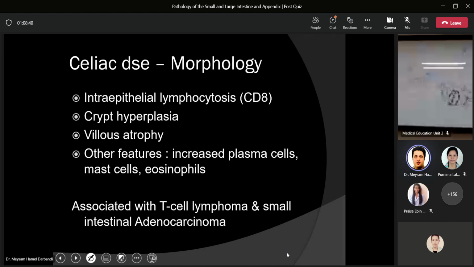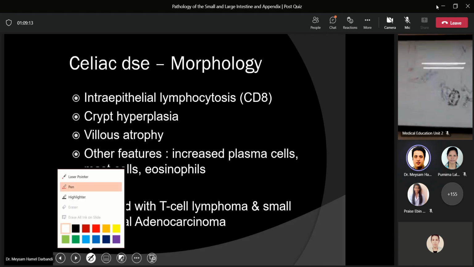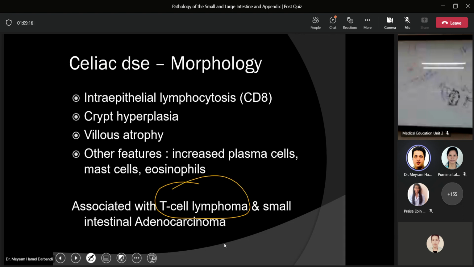Celiac disease morphology is intraepithelial lymphocytosis, crypt hyperplasia, and villus atrophy, and other features are increased plasma cells, mast cells, and eosinophils. That's why we said at the start it's immune mediated, correct? It's associated with T cell lymphoma, not B cell. It's T cell lymphoma. Do not get confused.